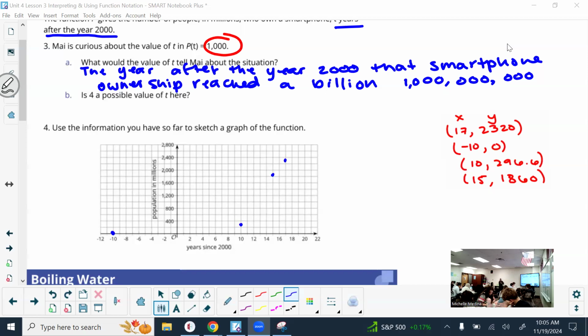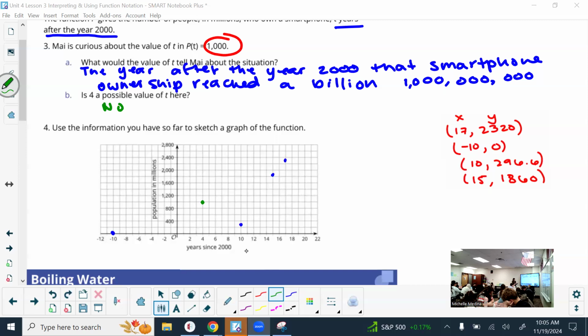And again, we talked about it, realistically, was there an event in our history that made smartphones go away? No, they have gradually increased over time. So if you use your graph to see whether the 4 could be a possible value, that would be here on the graph. Do you think that it would go up and then go back down? So you could say no for that reason.